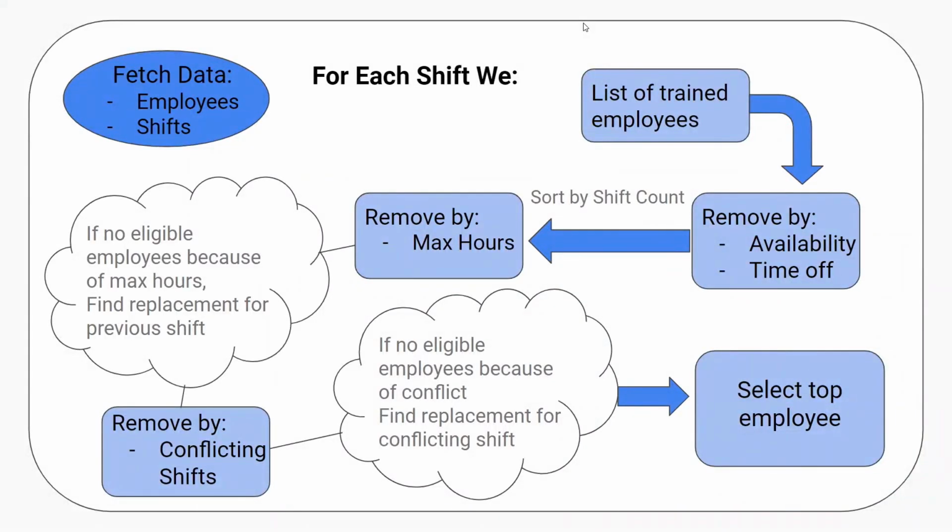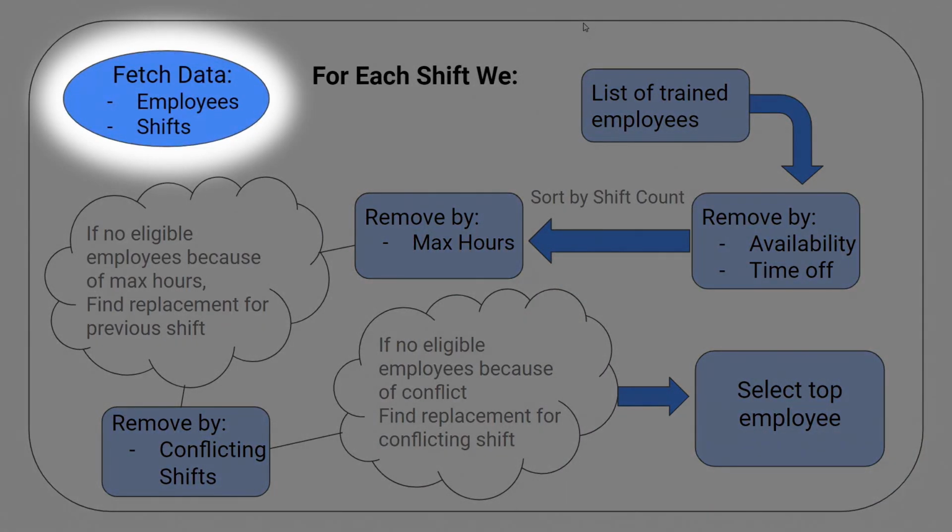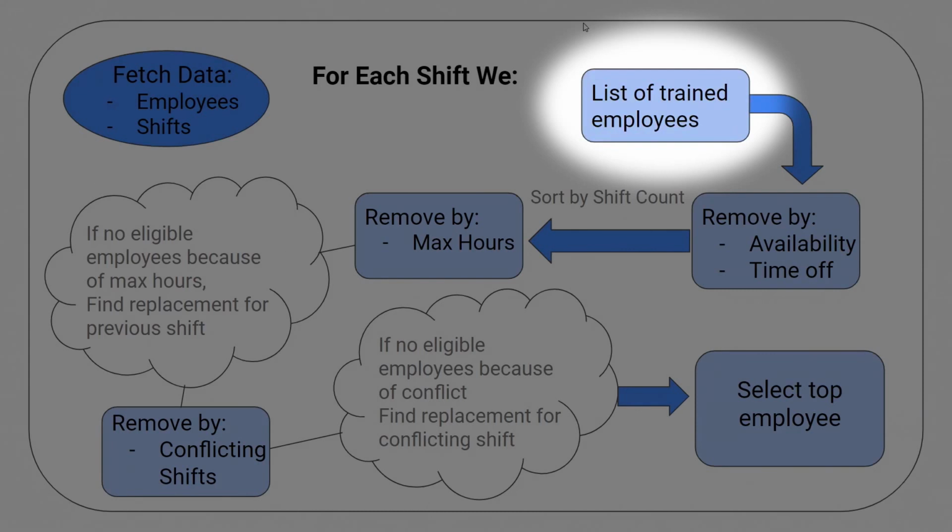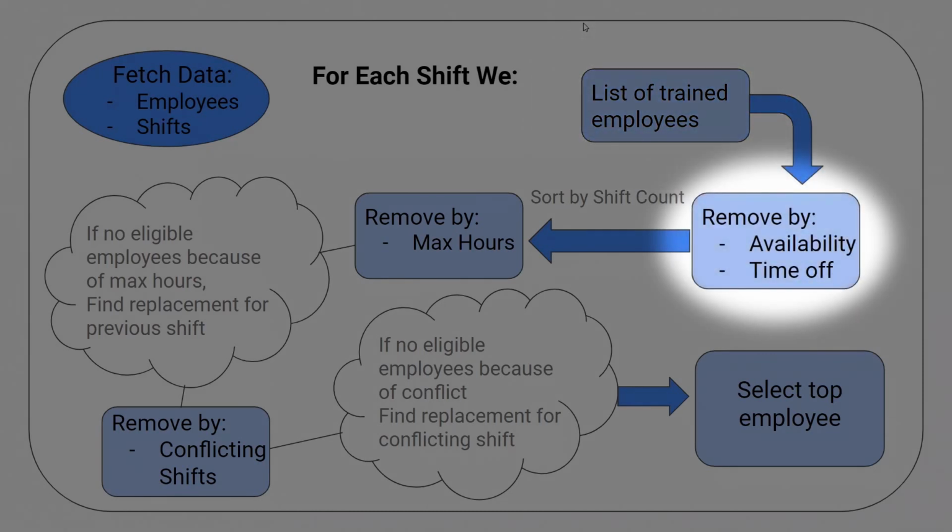So each time you press the Generate button, we fetch the relevant data for that time range, such as the employees as well as the shifts that we need to fill. When we fetch the shift data, it's actually sorted by the number of employees who can work that shift based on their availability, time off, and training. And for each shift, starting with the hardest ones to fill, we make the list of employees who are trained in that shift's department and then filter it down by who's available.